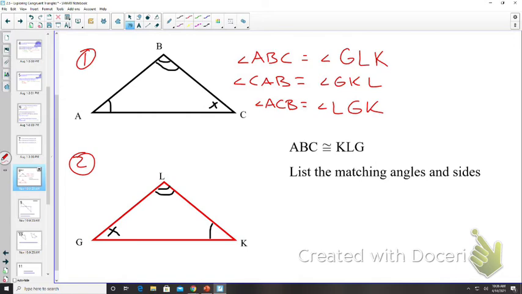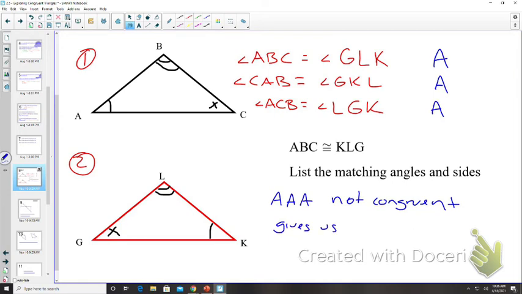So, what do we know here? Is this a side length or an angle? GLK and ABC, an angle. What about this one? Angle. And what about this one? Angle. Is that one? No. Not congruent. Okay, good. So AAA, not congruent. But what does it give us? If it's not a congruent triangle, it's similar. Yeah, it gives us similar triangles. Okay? All good with that?